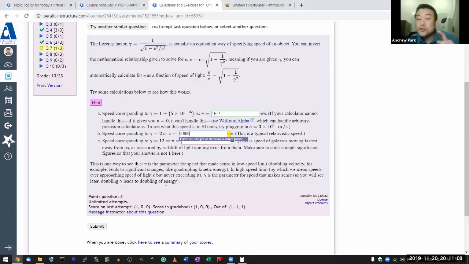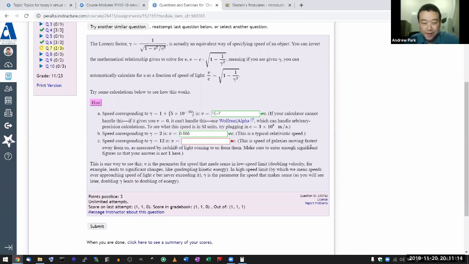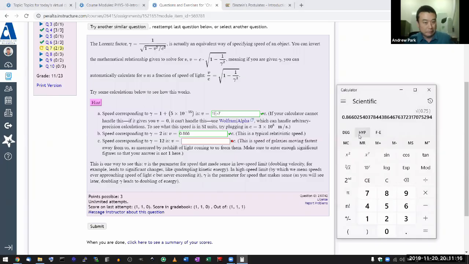You should always be familiar enough with your own calculator so that if you do something weird, then you can notice. Speed corresponding to gamma equals 12. All right, I'm doing the same thing again. 1 over gamma squared, 1 divided by gamma squared. Yeah, that is 1 over gamma squared, stored into memory. 1 minus that number in the memory equals that, 0.993. Sounds about right.